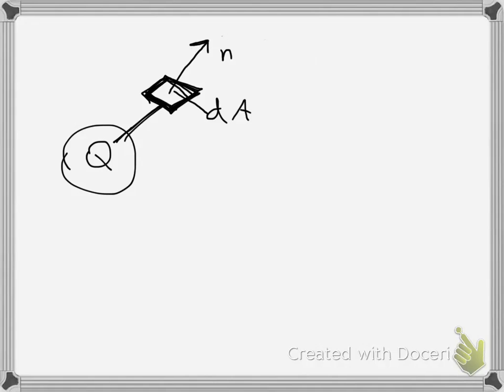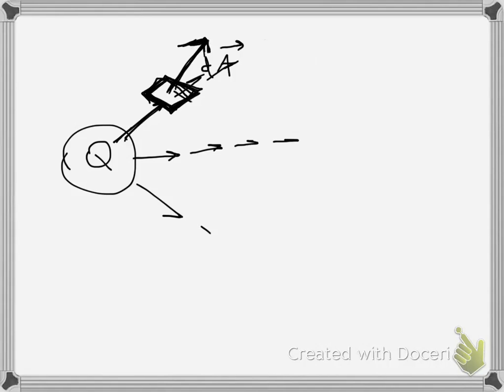And this is the normal vector to that rectangle. So it's perpendicular. And usually we will just write this as dA. So this vector is dA. It has a magnitude equal to the area of this rectangle. And this charge has an electric field that looks something like this. Let's say it's a positive charge, so its electric field looks like this.